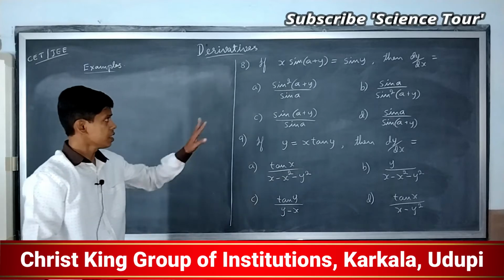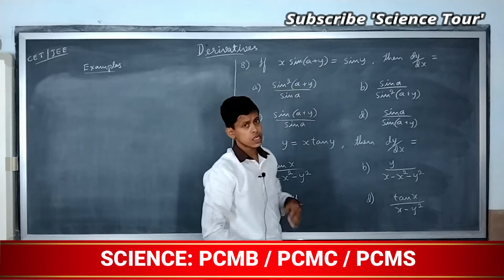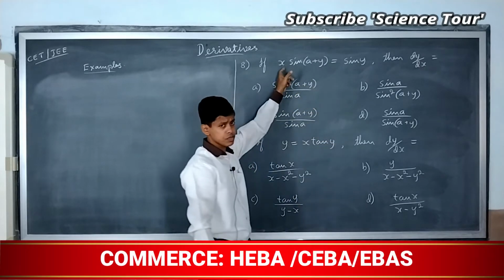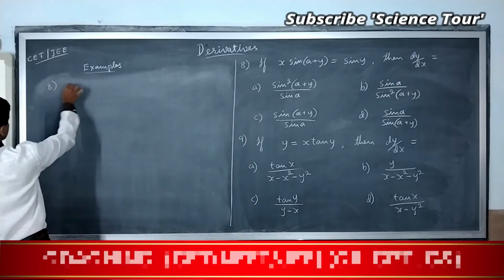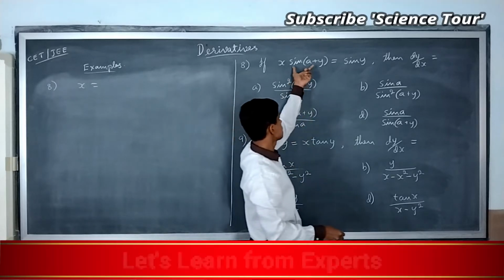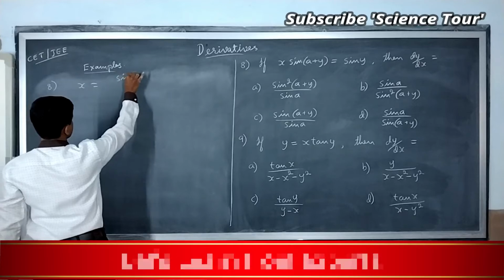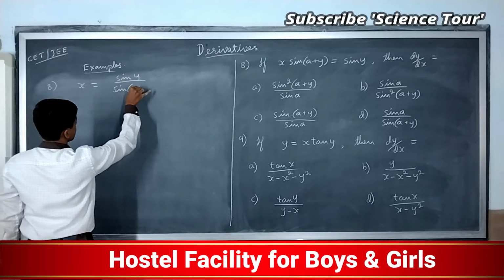Okay, so look at the 8th question. You have got x into sin of a plus y is equal to sin y. You can use the product rule and differentiate. Otherwise, there is an easier way. So what you can do is you just write x in terms of y. That means sin of a plus y, take it to the denominator. So that would be sin y divided by sin of a plus y.